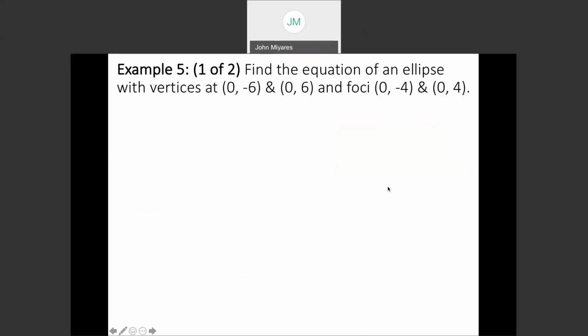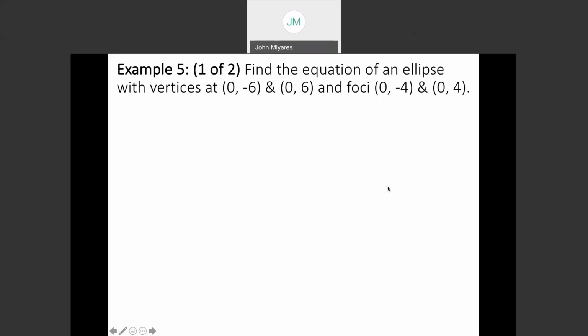This next example is one where you're given the properties of the ellipse and you need to find the equation. Here's the question. Find the equation of an ellipse with vertices at the points (0, -6) and (0, 6), and foci at (0, -4) and (0, 4). So this one is going to take a bit of thought.